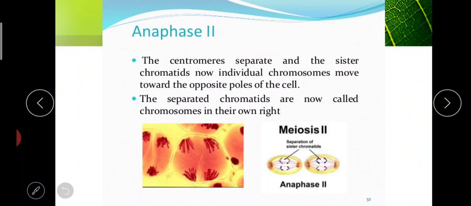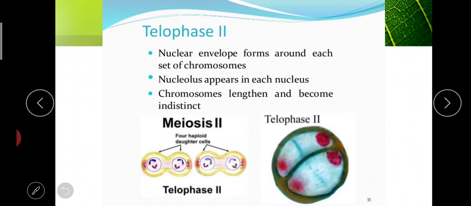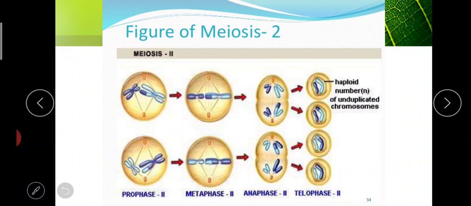In anaphase 2 what happens? The chromatids will separate and become daughter chromosomes, and they move to the opposite sides. In telophase 2 what happens? The new nucleus, the nuclear membrane and nucleolus will appear with the daughter chromosomes. And in cytokinesis 2 what happens? Those two cells will be dividing into four haploid cells. So this is what happens in meiosis 2.